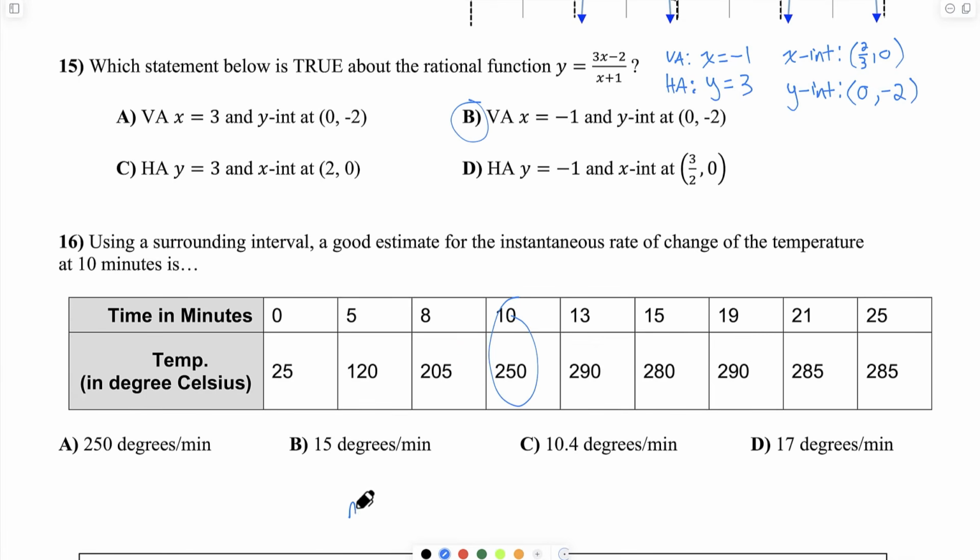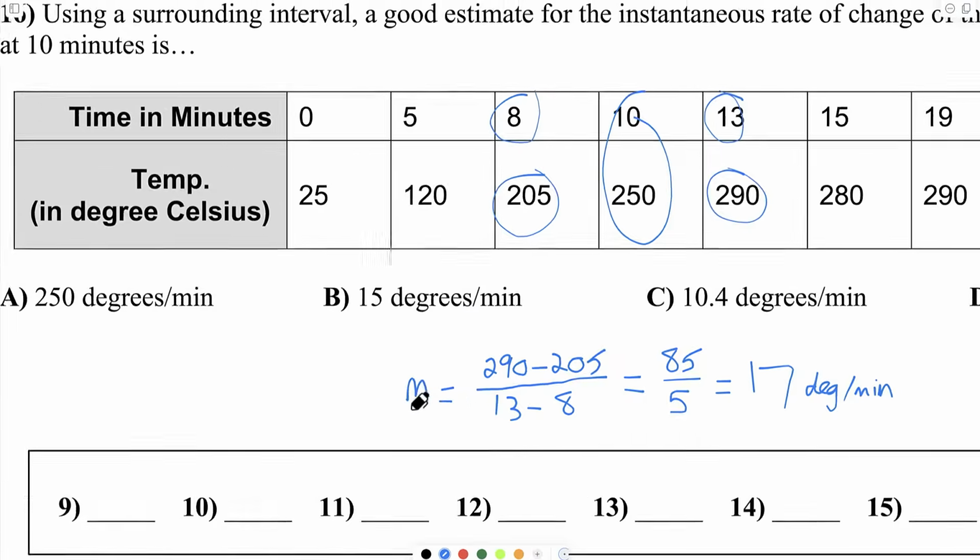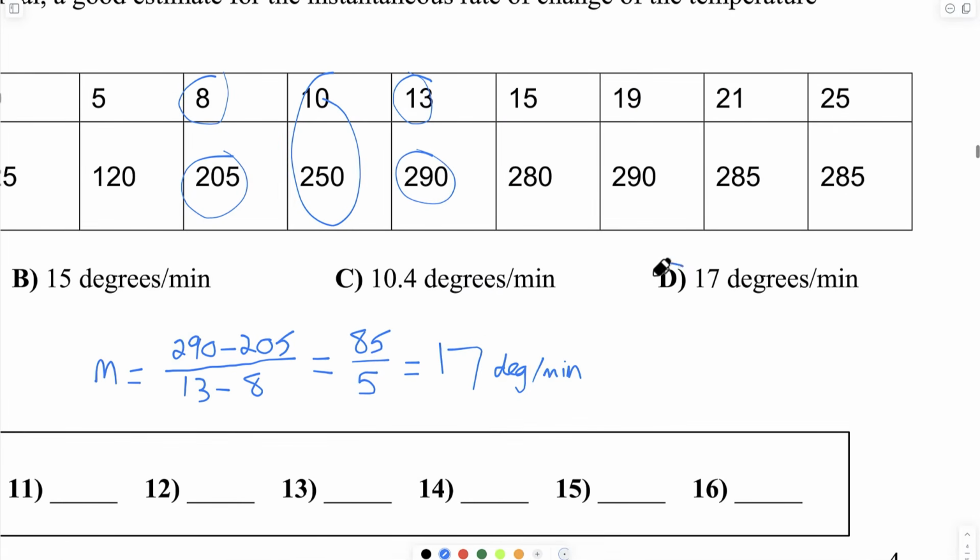The average rate of change, I could use m to communicate that. I would do the change in y. What did the y change by? It went from 205 to 290. So I'll do 290 minus 205 as my change in y. And my change in x, it went from 8 to 13. So I'll do 13 minus 8 to get my change in x. So I have 85 over 5, which is 17. And do I see that as an option? Yes, part D.